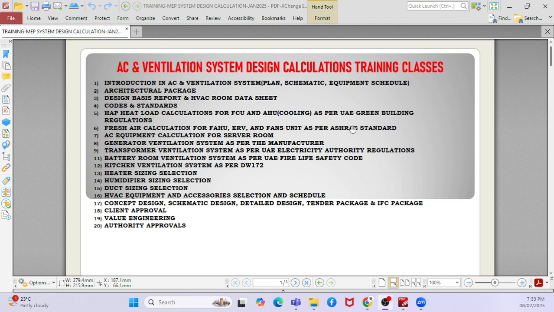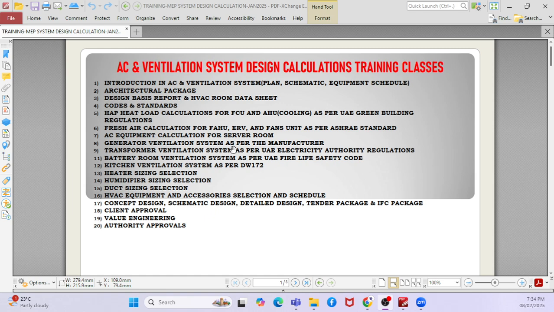Whatever we discuss, whatever we teach, it is all as per the guideline. For example, if you are working on a project, you should know what the design basis is, and what the minimum requirements for the design are. That is given in the guideline. For the fresh air ventilation calculation, we will follow the ASHRAE standard. Then we will talk about air conditioning calculations for server rooms or data halls. Then you have generator ventilation.